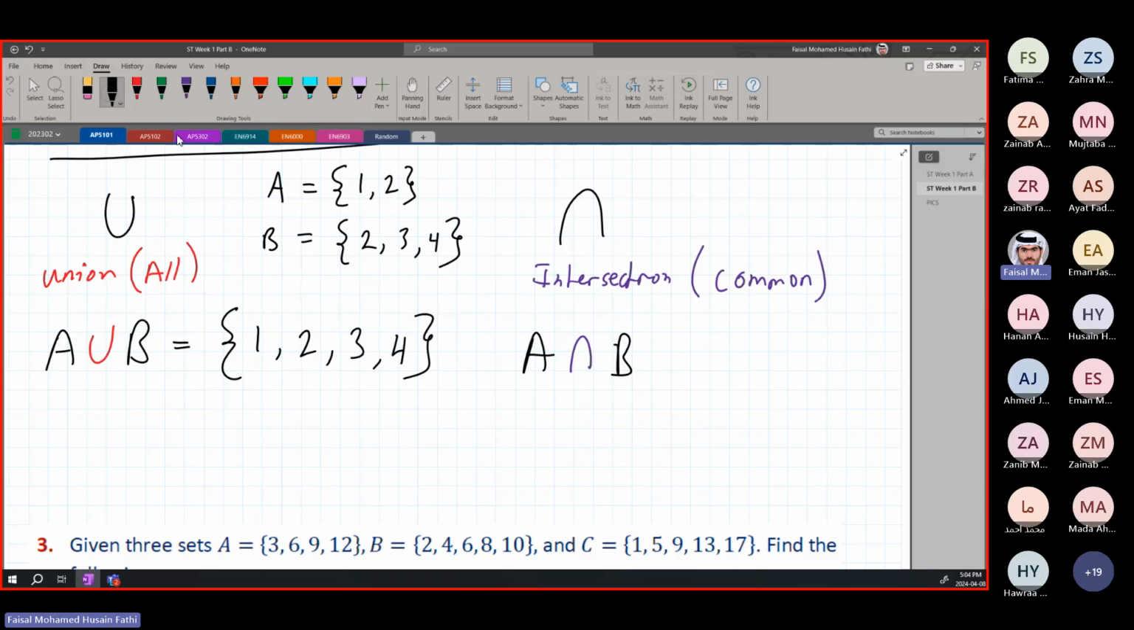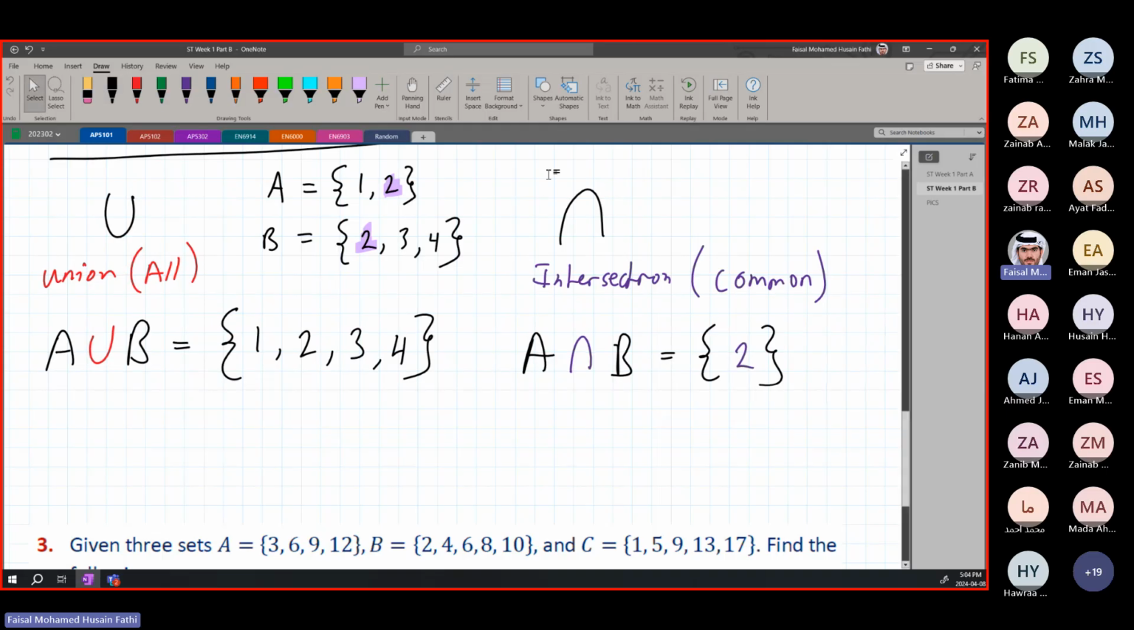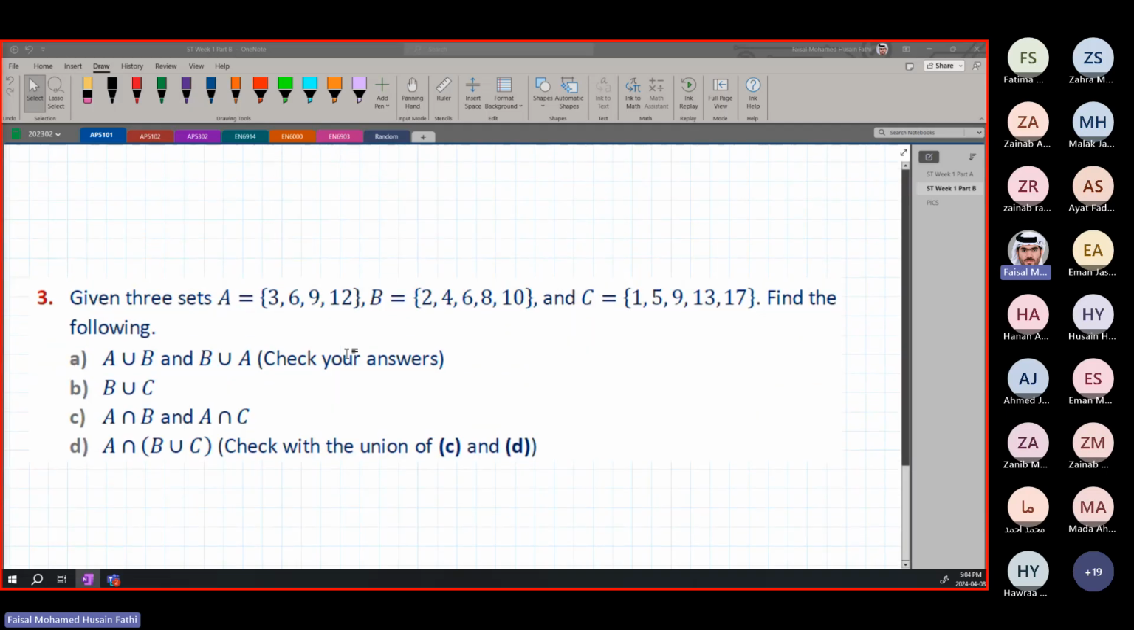So how are we going to write this down? We're going to look at whatever is similar. So we're going to look at 1. Is 1 available in B? No. 2 is available in B? Yes. 3, is it available in A? No. 4, is it available in A? No. So the only thing common between these two sets is the number 2. So 2 is the A intersection B. This is the whole idea. This is how you use union and how you will use intersection. All right? Very straightforward. So now we can start solving the question.